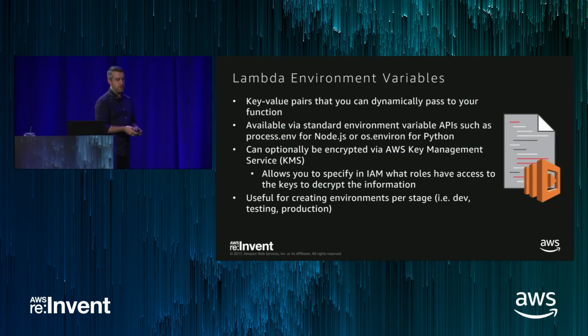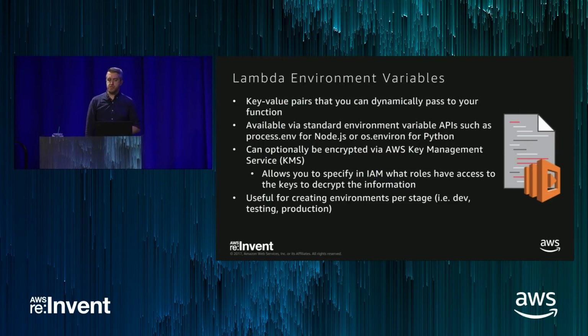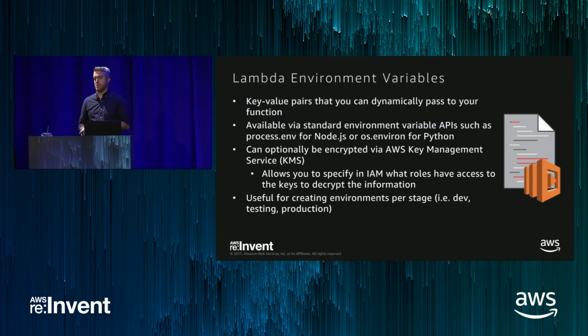And we talked a little bit here about, actually we haven't talked about Lambda environment variables yet. So Lambda environment variables are key value pairs that you can pass into your Lambda functions. And you can use these for all sorts of different things, such as passing in identifiers for databases, passing in, say, keys for APIs, or even passing in configuration information such as feature flags.